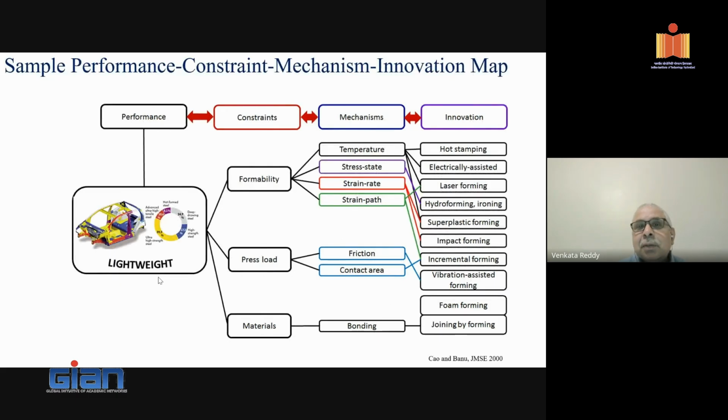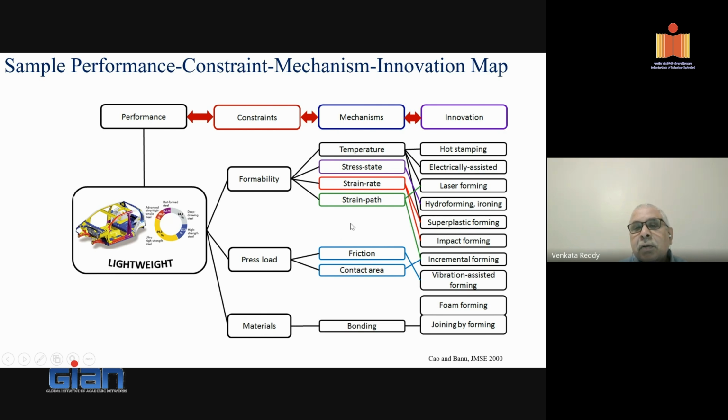Now, another approach which people have proposed is the performance constraint mechanism innovation. People have been using such things for some time. Let's say lightweight is important. Now, this is related mostly to the forming part of it. The constraints are the formability aspect of it, press loads and materials. Now, the mechanism: formability is dependent on temperature, strain rate, strain path.